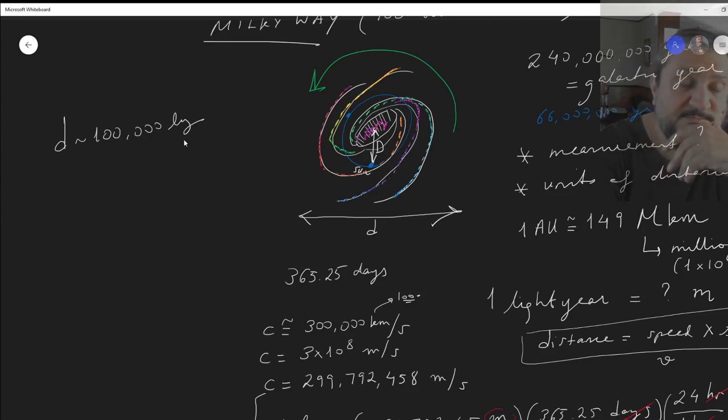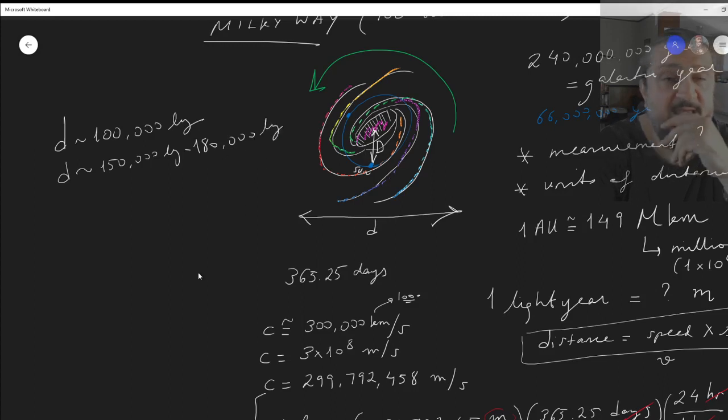And then recent measurements were even higher, around 150 to 180 thousand, 180,000 light years. That's just the bright part. What about the part that we cannot see? Now, this is a topic by itself, and it's called dark matter.